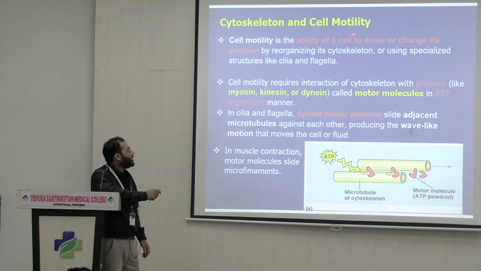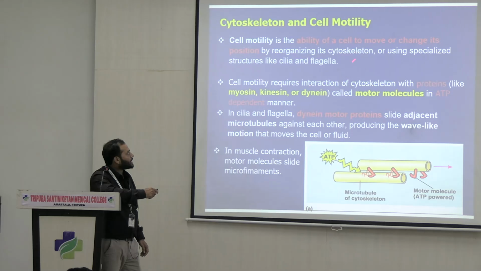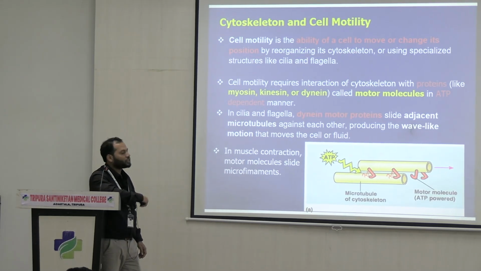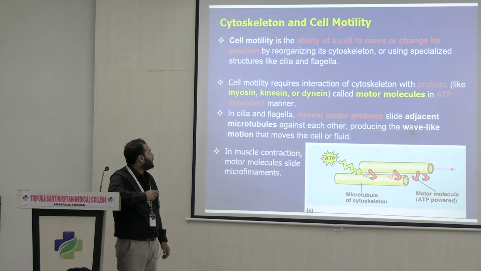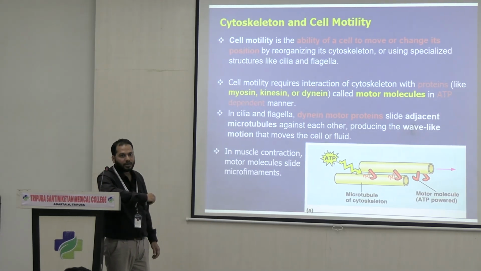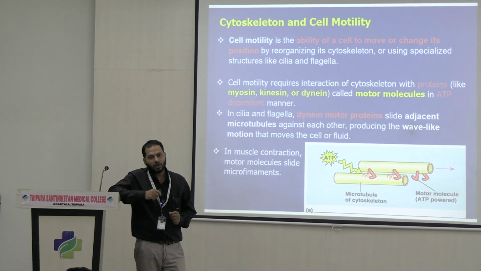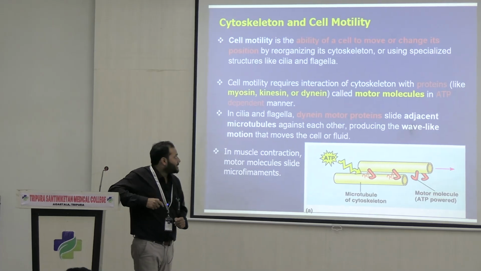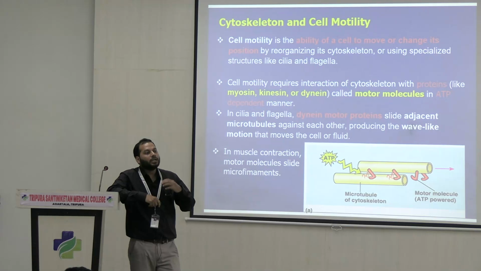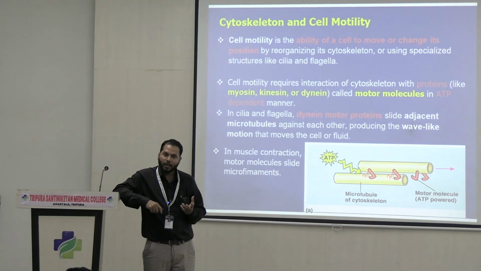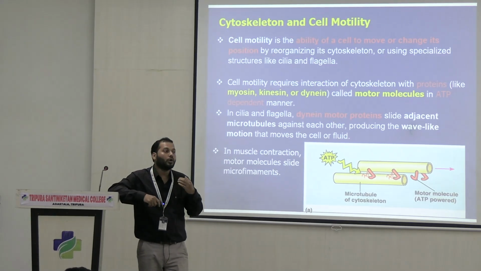Cell motility is the ability of a cell to move or change its position by organizing its cytoskeleton or using specialized structures like cilia and flagella. In this particular process, there is an interaction of different things. So what are those things? There is an interaction of the cytoskeleton with proteins. It means in the cell motility process, an interaction occurs between the cytoskeleton and molecular motor proteins.